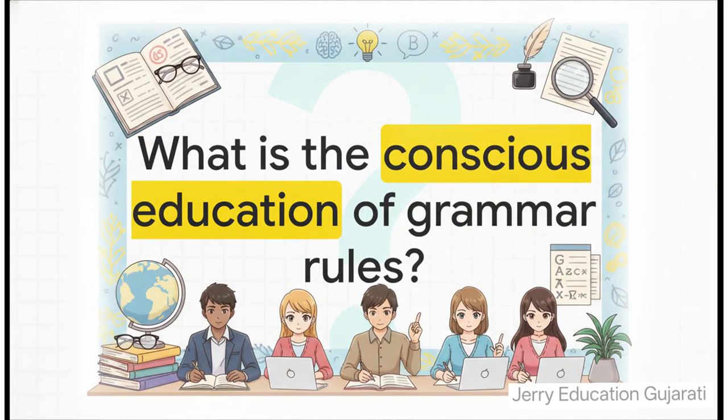And one more MCQ. What is the conscious education of a language's grammar rules called? Is it A, acquisition, B, learning, C, imitation, or D, communication? The trigger words you're looking for here are conscious education and grammar rules. That points us straight to the formal classroom setting, meaning the answer is definitively B, learning.